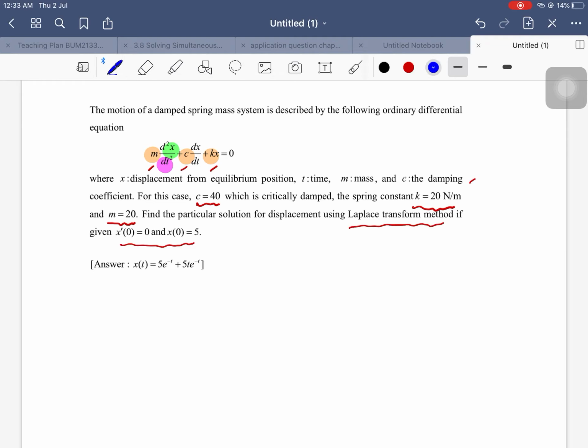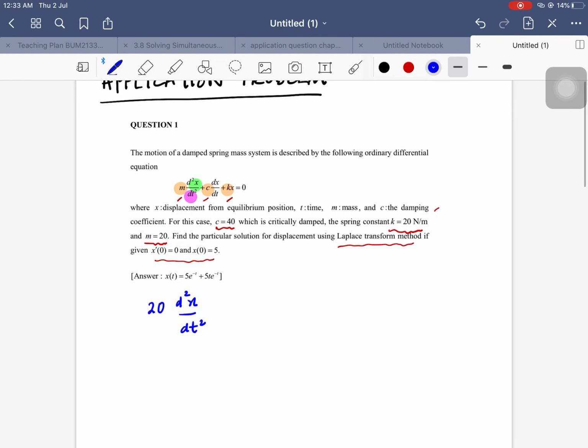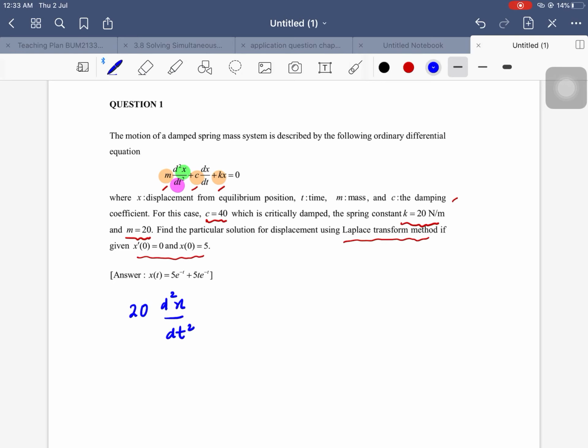So my m value is going to equal 20, so my equation is going to be 20 d squared x over dt squared. And then I have my c value, which is going to equal 40, so I'm going to have plus 40 dx over dt. And my k value is going to equal 20 as well, so I'll have 20x, and that is going to equal 0.